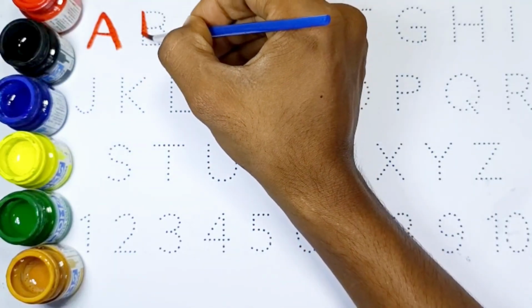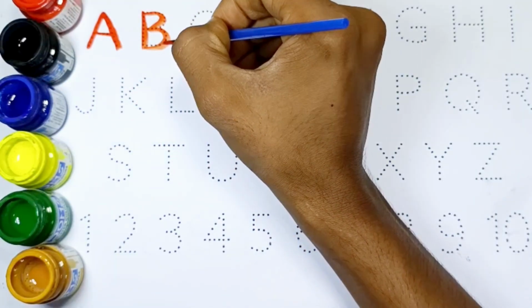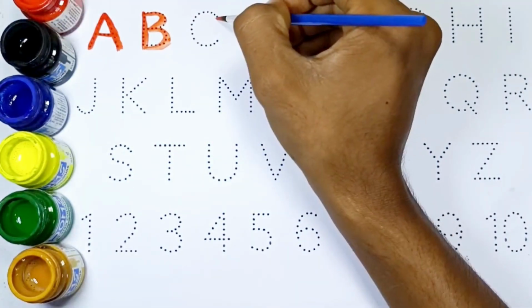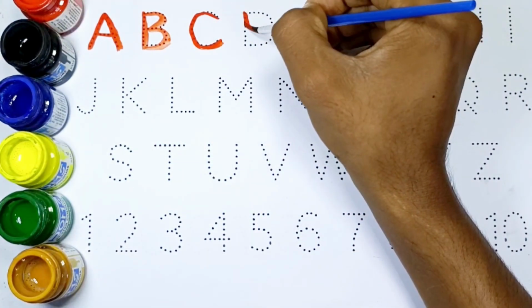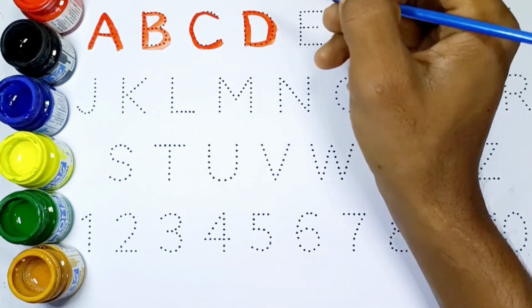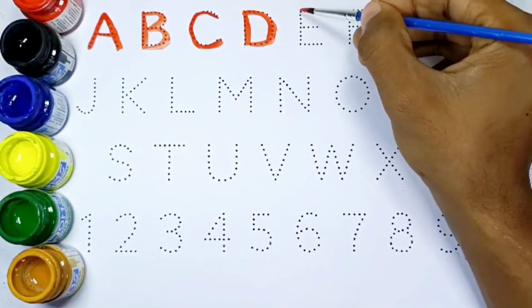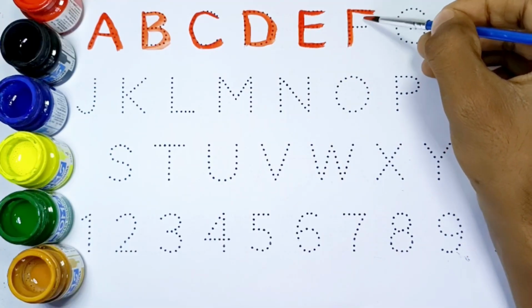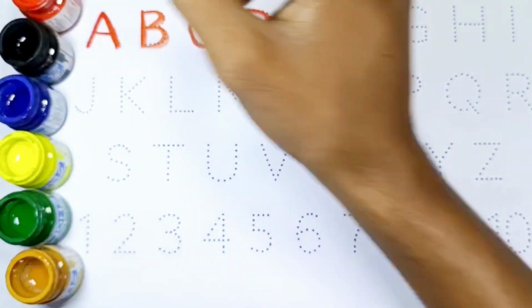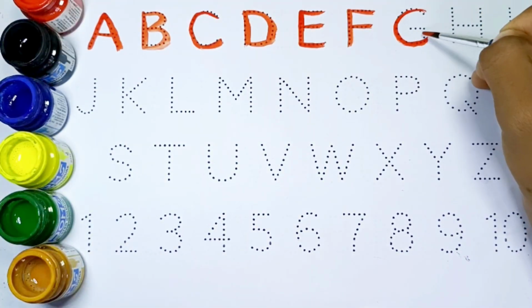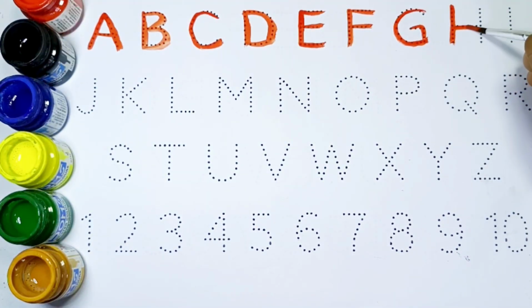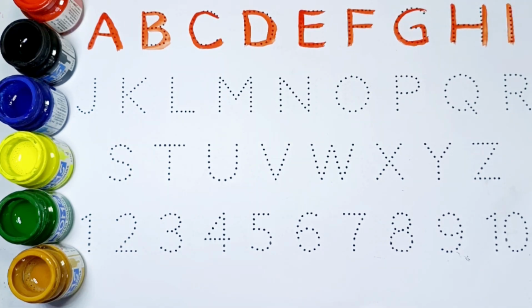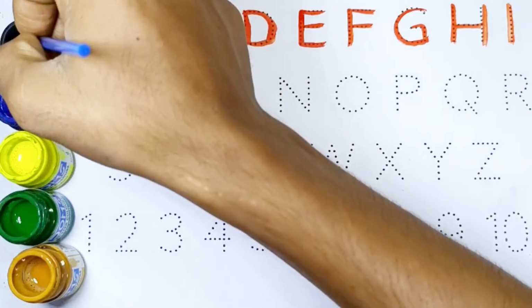A for apple. B for ball. C for cat. D for dog. E for elephant. F for fish. G for goat. H for helicopter. I for ice cream. Kids, now you draw J and use black color.